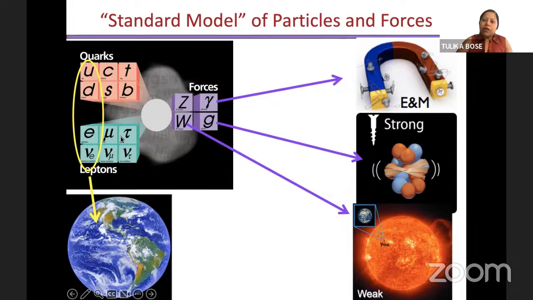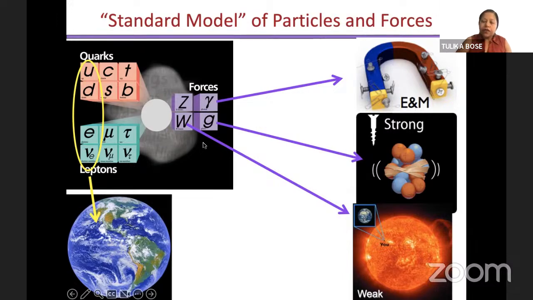Now, most of what we know in the universe, the visible part, is comprised of this first generation that you see here: up, down, electron, and neutrino. But in addition to all of this, there is another important part of the Standard Model, and that is what comprises these particles here.